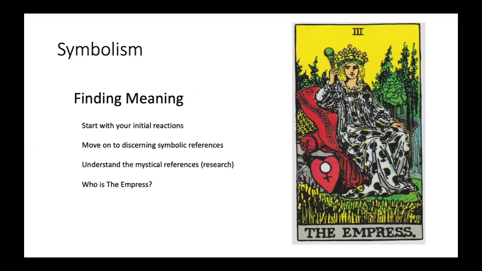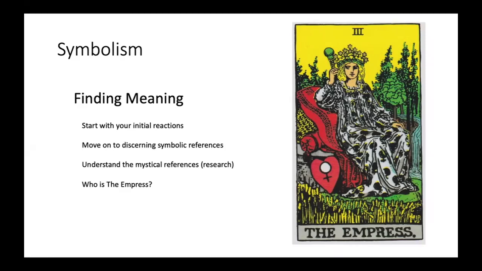And so when you come to find your meaning for this card, your key words that you're going to explore for the meeting, you have to start to look at the symbolism, start with your initial reactions, as always, and then move on to discerning the symbolic references. Why the zodiac, for example? What's corn got to do with it? What the hell is that stream going through the forest all about? And who is the Empress?